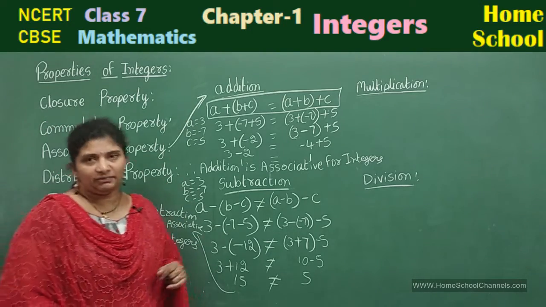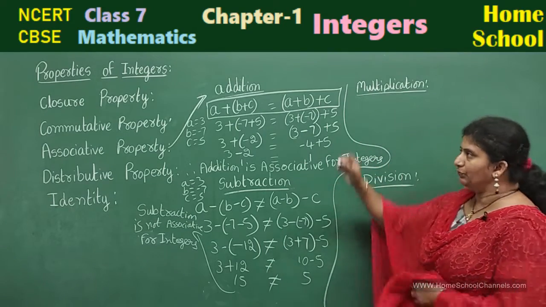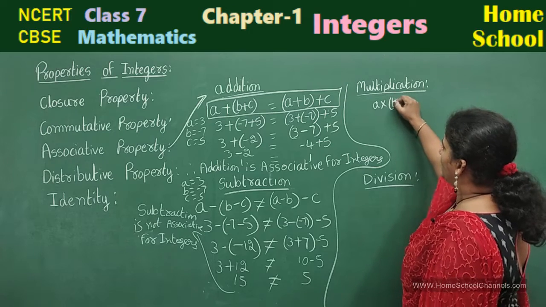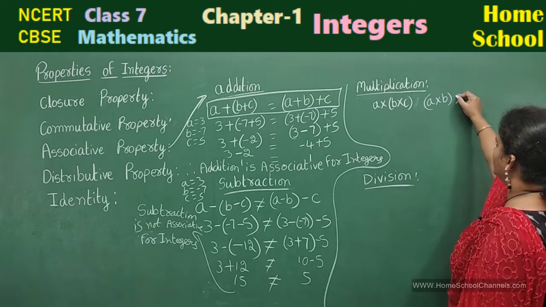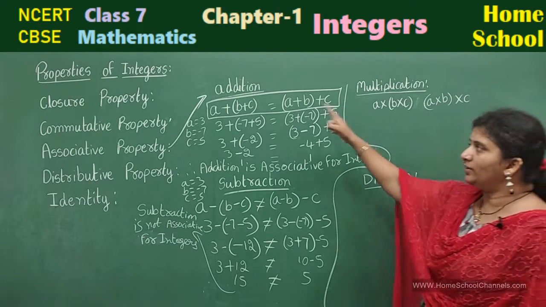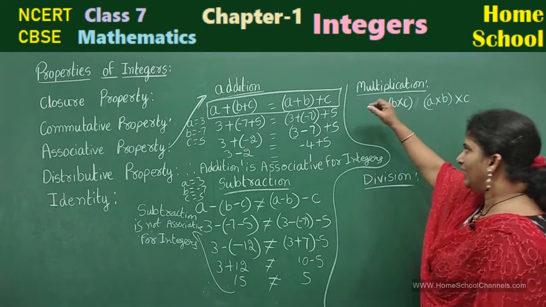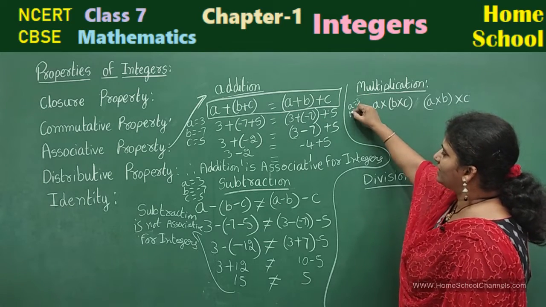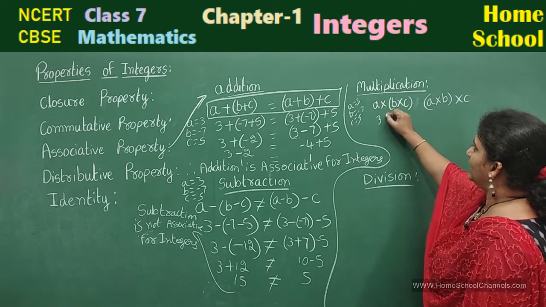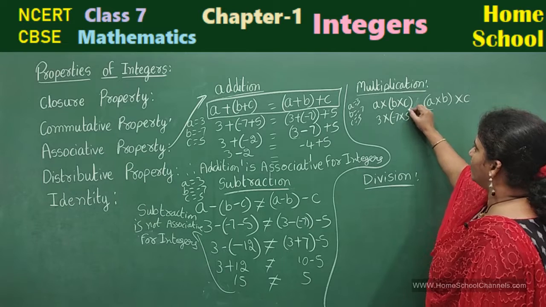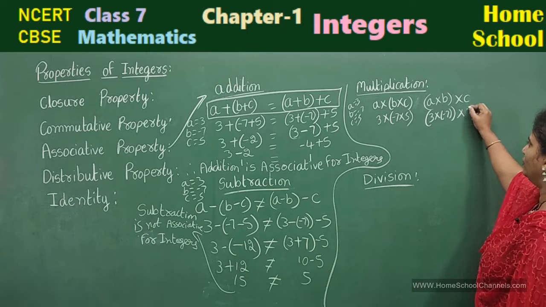Okay, let's move to the multiplication. Same manner, wherever you have plus sign, use into. A into (B into C) and (A into B) into C. Okay, you need to remember one thing: wherever you have a sign, you need to change the sign for the operation. Again, same A, B, C value. A 3, B minus 7, C 5. Substitute 3 into (minus 7 into 5). And here (3 into minus 7) into 5.